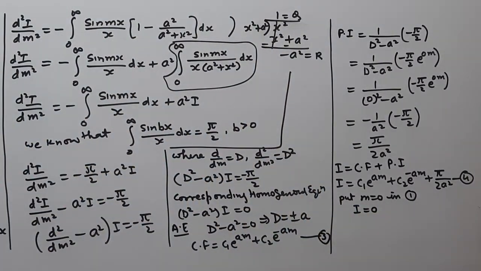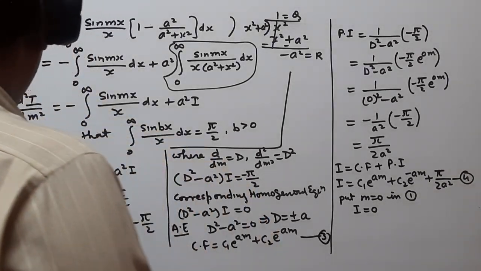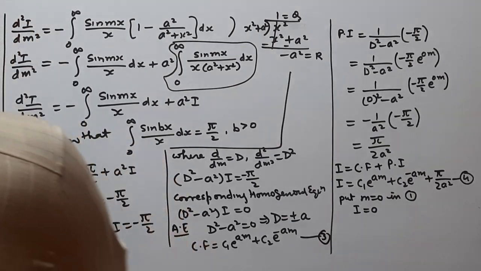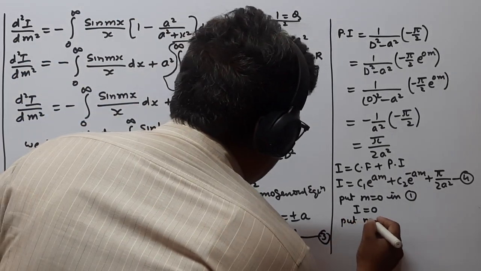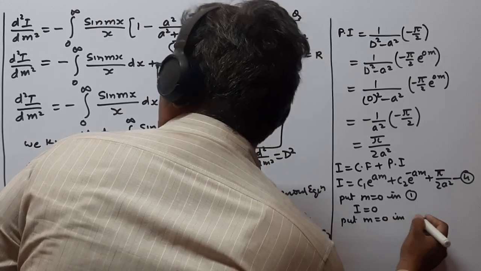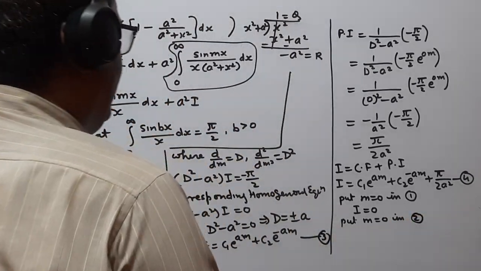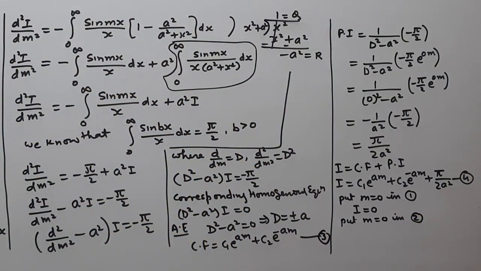Because when we put m is equal to 0 in the given integral, we get sine 0x, that is sine 0, and sine 0 is 0 here, so I is 0. Now we put again m is equal to 0 in the second equation, that is in dI by dm.